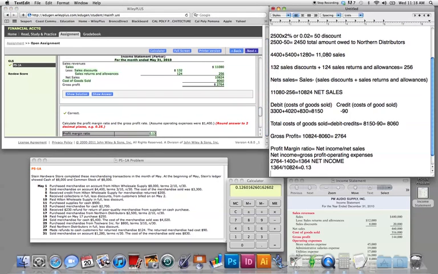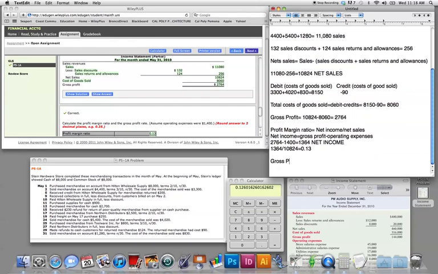Now we need to do gross profit rate. In the book it states that the gross profit rate is equal to gross profit divided by the net sales. For this problem it's a little easier because we have both our net sales, which we calculated here, and our gross profit, which was here. So it's just a matter of putting it into the calculator.